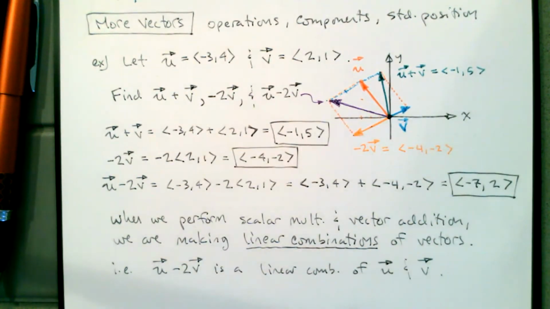So y'all are going to have to learn that term, linear combinations. It's just when we do scalar multiplication and vector addition to combine some vectors, we're making what's called a linear combination of those vectors. Any questions?